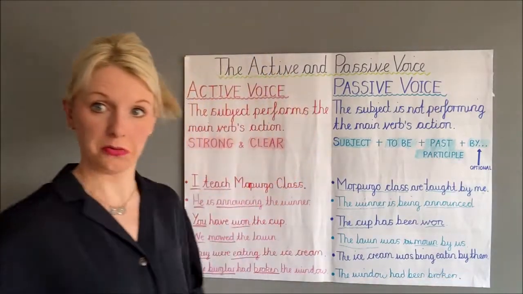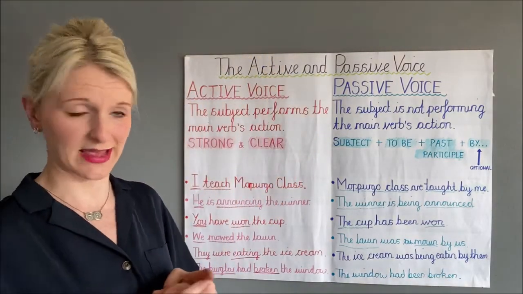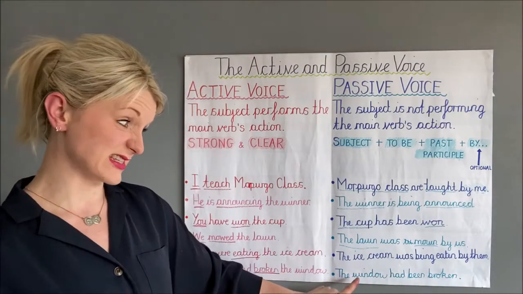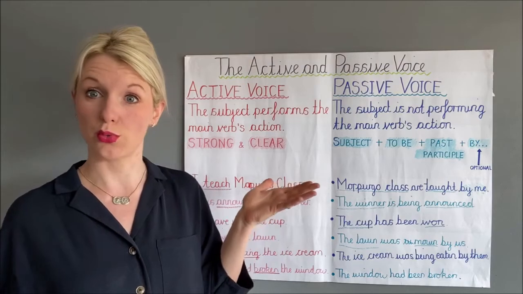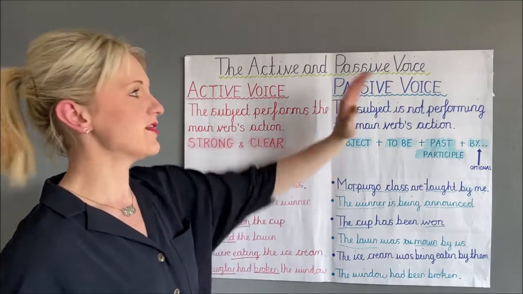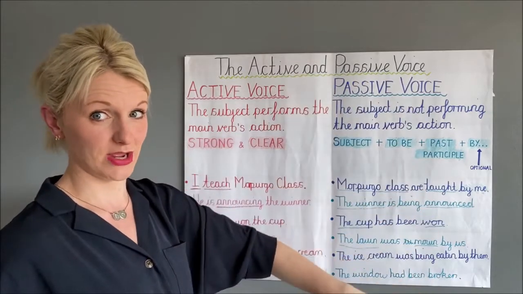I'm not going to, for the sake of this one, for the sake of speed. So I could have said the window had been broken by the burglar, or I can just say the window had been broken. We don't know who did it. Okay, so when you don't know who's done the action, the passive voice can be really, really useful.